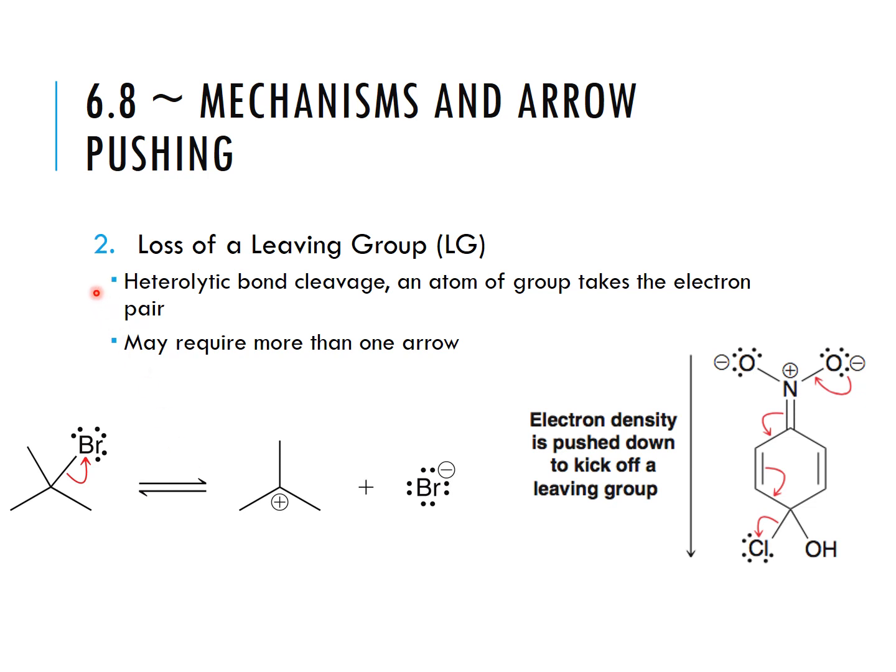Our second category is the loss of a leaving group. And again, there's one arrow that shows the loss of that leaving group, but there might be other arrows that are needed for resonance or electron flow. So here's our loss of a leaving group arrow. We're going from the bond onto the leaving group, and our arrow is showing that bond breaking, and the electrons are going onto the bromine as a lone pair. And in this case, our carbon ends up with that positive charge as a result.